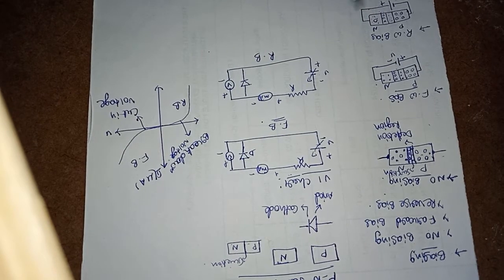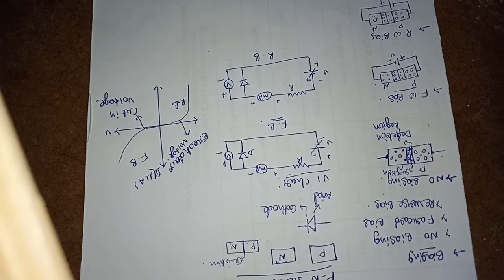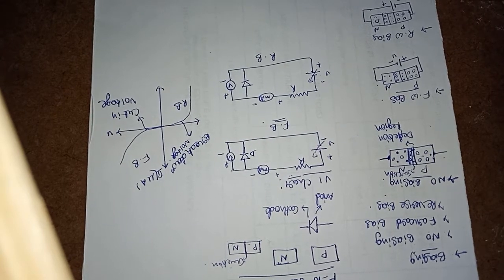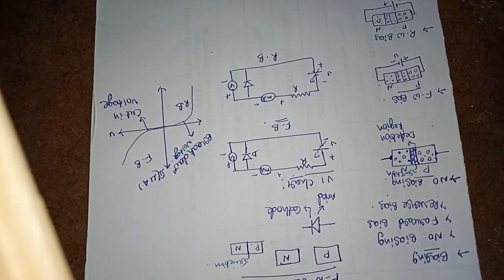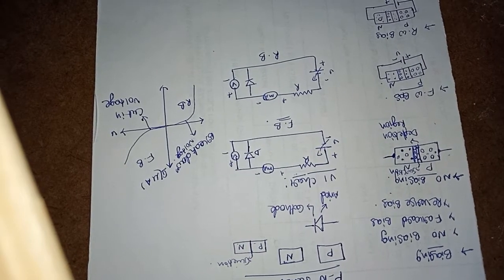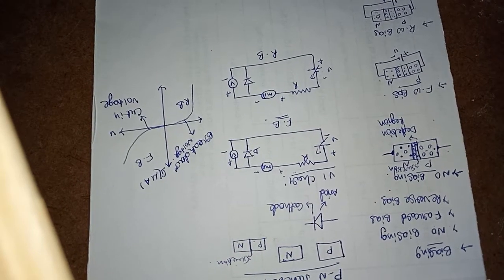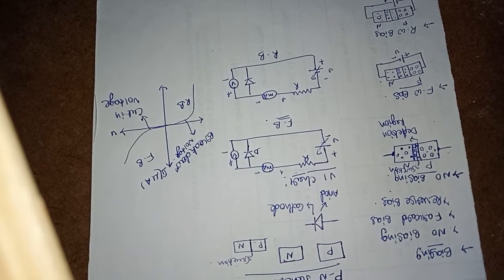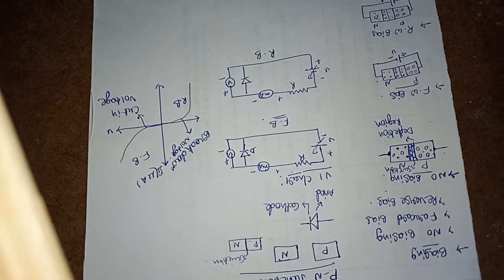So this amount of voltage is known as the reverse saturation voltage. That is a reverse voltage. When the reverse voltage applied across the junction increases, the current flowing in the circuit also increases.